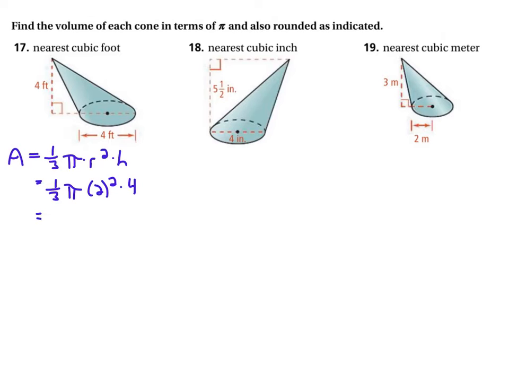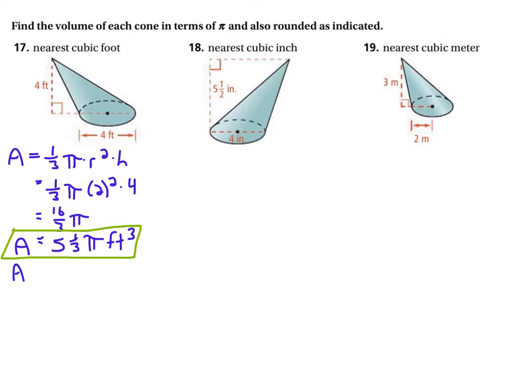Okay, and when we multiply this out, we get 2 times 2 is 4. 4 times 4 is 16. So then we get 16 divided by 3 times pi. Or another way to write that is 3 goes into 16 5 times and a third. So 5 and 1/3 pi feet cubed. And that is an exact answer, because since we didn't type in pi, we didn't have to round it off.